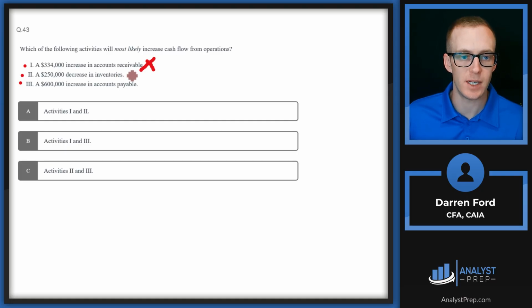2, a $250 decrease in inventories. This will be more likely to increase our cash flow since inventory decreasing implies that we sold inventory off, so we should have some cash flow in from that. And 3, a $600,000 increase in accounts payable. This is also going to increase our cash flow, maybe just temporarily, but these are basically amounts that we owe our vendors. And so with this amount going up, that cash has not gone out yet, so this is more likely to increase cash flow. So we're going to be looking at C, activities 2 and 3 are most likely to increase cash flow from operations.